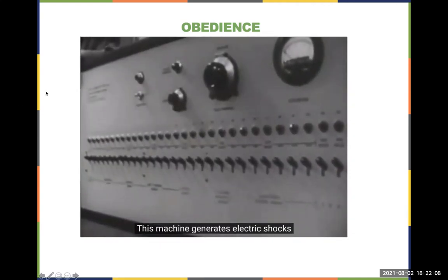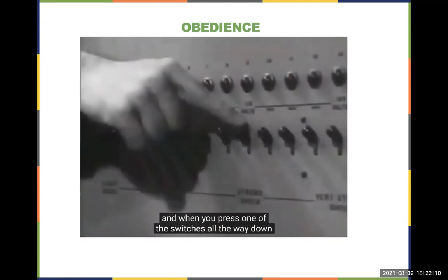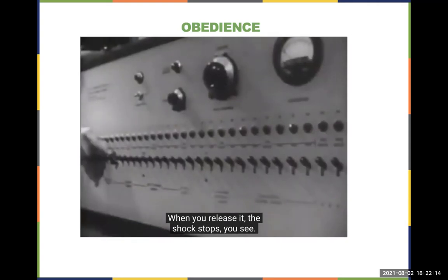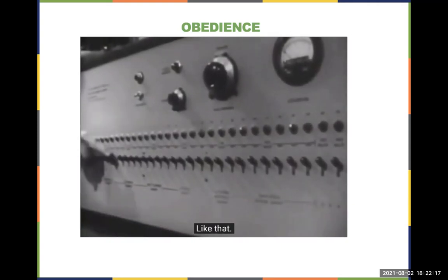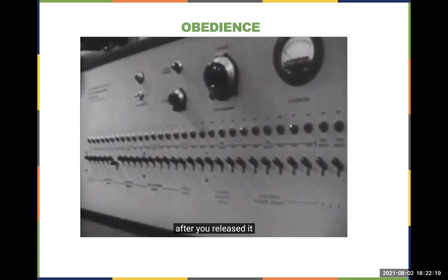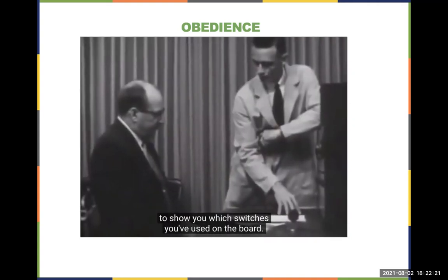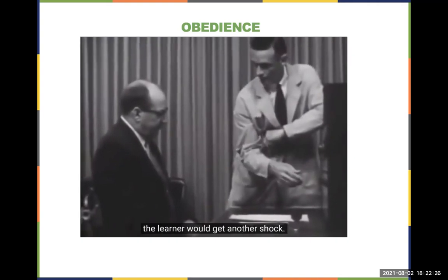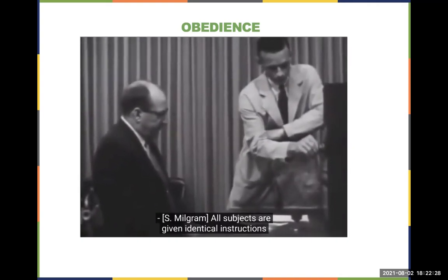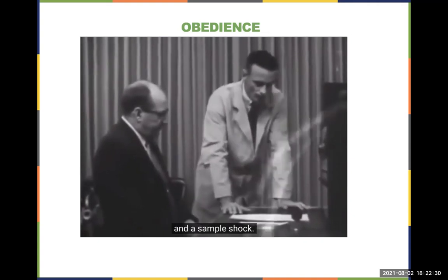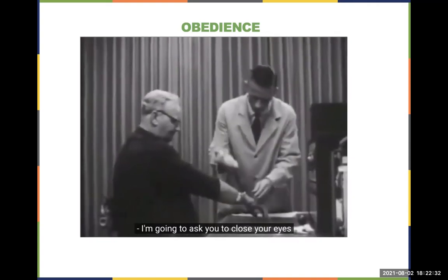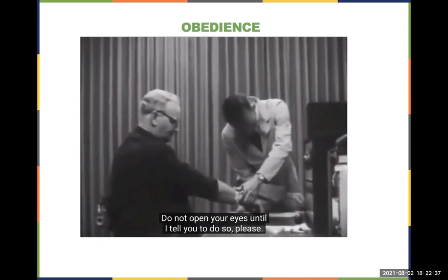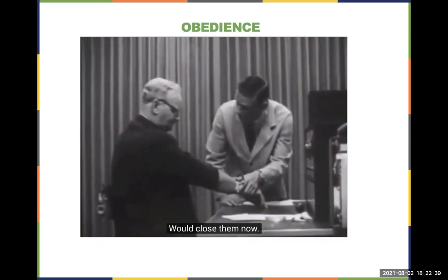This machine generates electric shocks. When you press one of the switches all the way down, the learner gets a shock. When you release it, the shock stops, you see, like that. The switch will remain in this middle position after you've released it to show you which switches you've used on the board. Of course, if you were to press any one of them again, the learner would get another shock. All subjects are given identical instructions and a sample shock. I'm going to ask you to close your eyes and estimate the number of volts you receive in the sample shock. Do not open your eyes until I tell you to do so, please. Close them now.